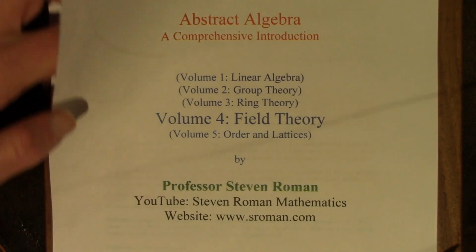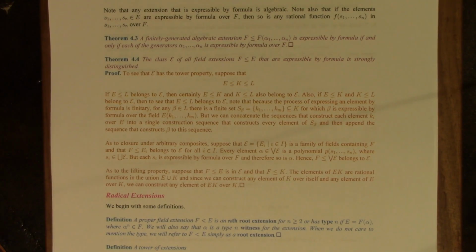Let's continue the field theory lectures. In the last lecture we began an overview look at Galois theory. We talked about algebraic formulas, the general algebraic formula for the general polynomial, and we talked about the class of field extensions that are expressible by formula, and we proved that that class is strongly distinguished.